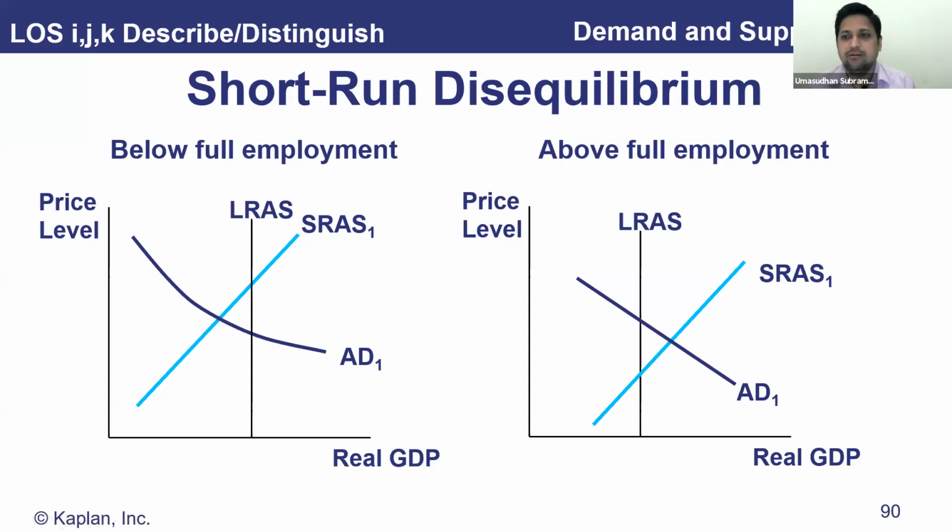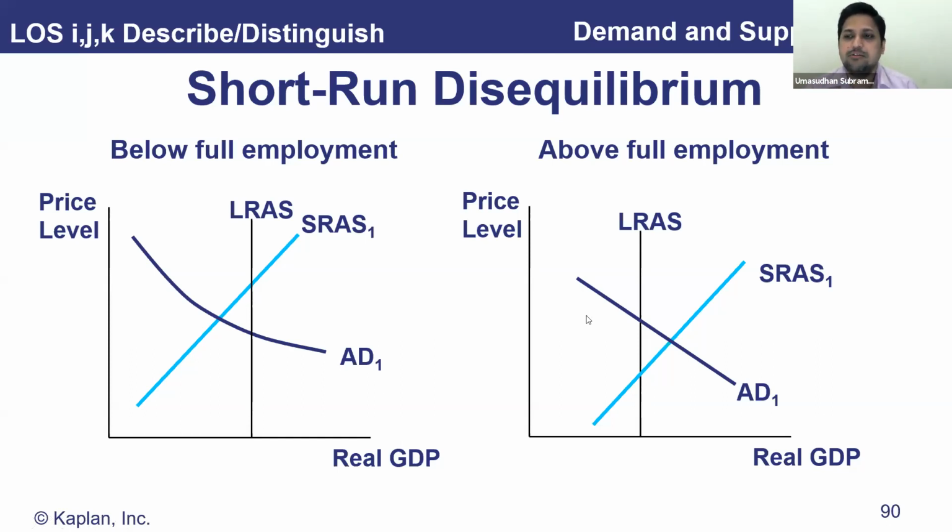Okay, guys, we are back in action again. So we are going to talk about from slide 90, where we're going to talk about short-run disequilibrium. Disequilibrium is where your aggregate demand curve and supply curve have some mismatch between them, and that's what we mean by disequilibrium.